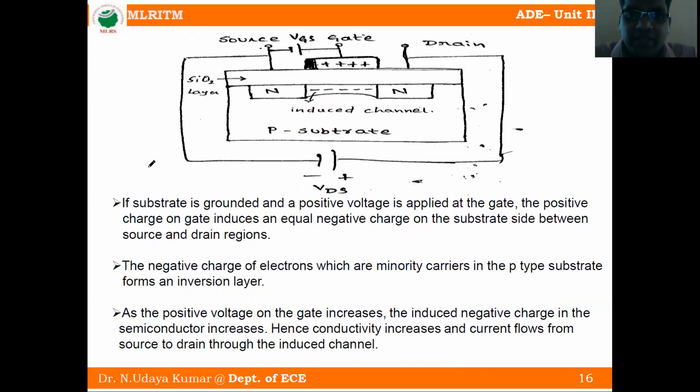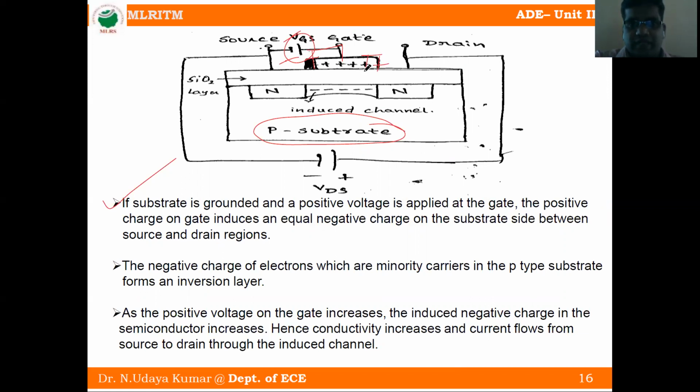So here, this is the same N channel enhancement MOSFET. Why it is N channel enhancement MOSFET: the substrate is a P-type substrate. Here we are applying some external voltage. First point, the substrate is grounded and a positive voltage is applied at the gate. So this is the battery. The positive terminal is connected to the gate, so there is a positive charge on the gate.